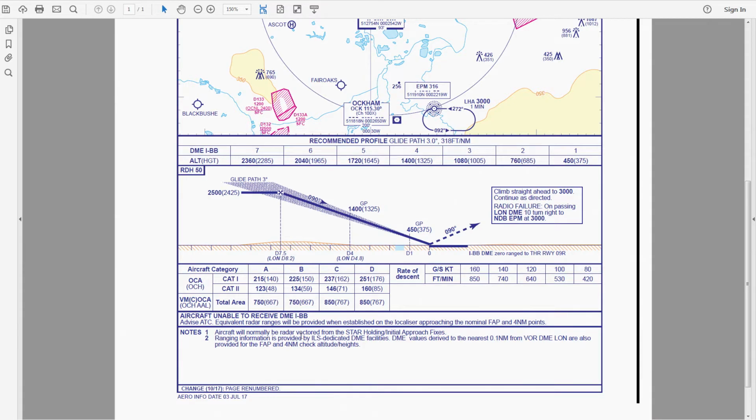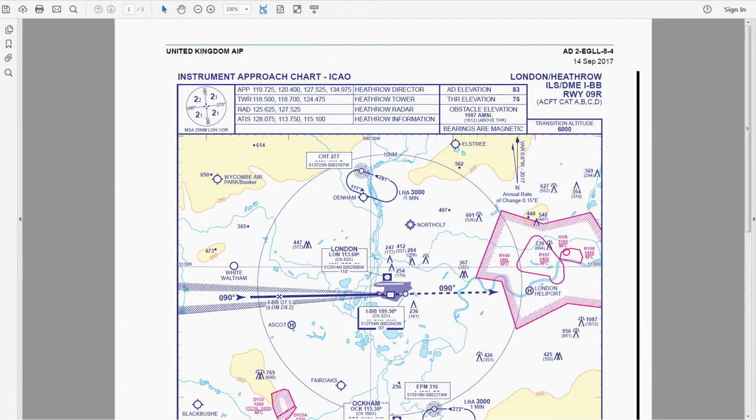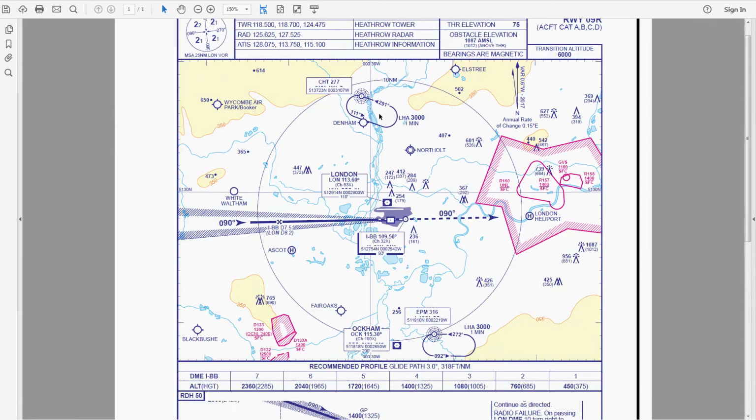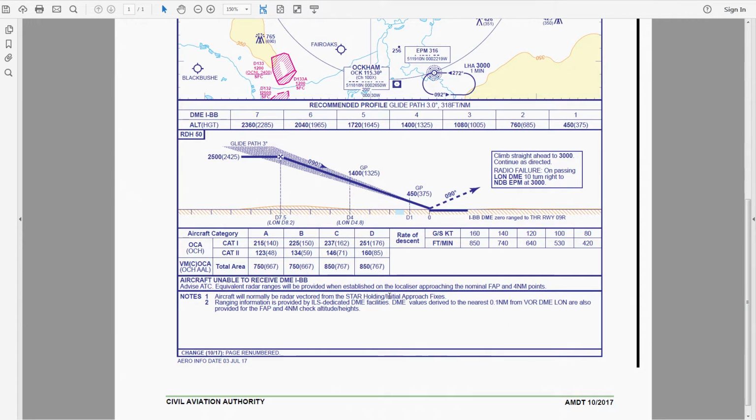Notes: aircraft will normally be radar vectored from the STAR. Like I said, they will be radar vectored from Bovingdon, so they may not even do the initial approach fix. Ranging information is provided by ILS dedicated DME facilities. DME values derived to the nearest 0.1 nautical miles from VOR DME London are also provided for the final approach point and 4 nautical mile check altitude heights.